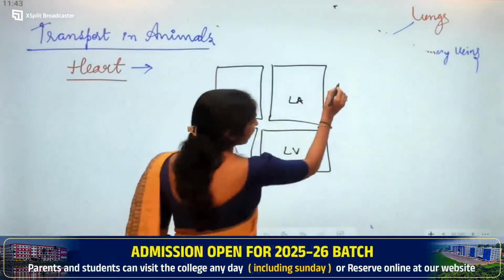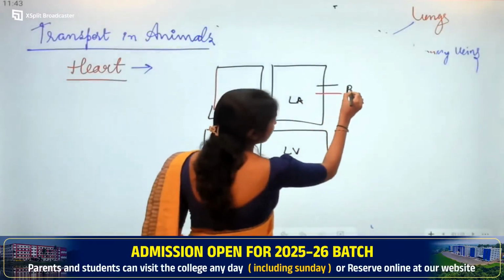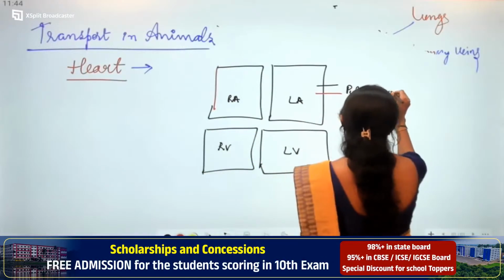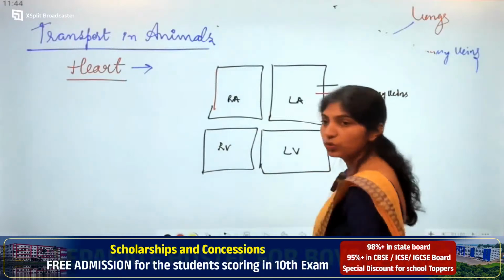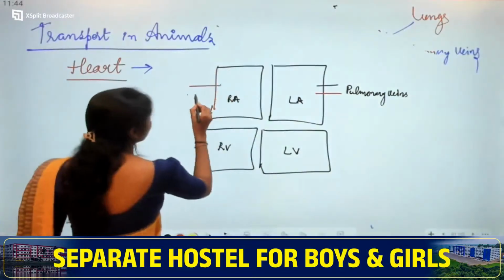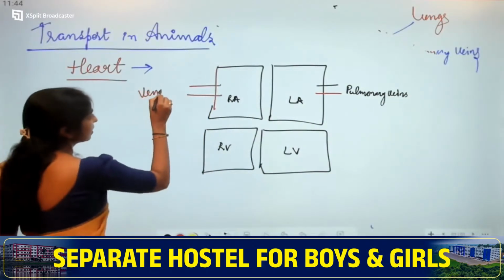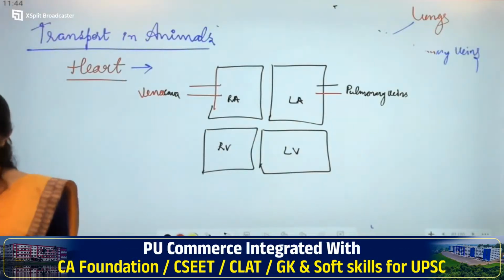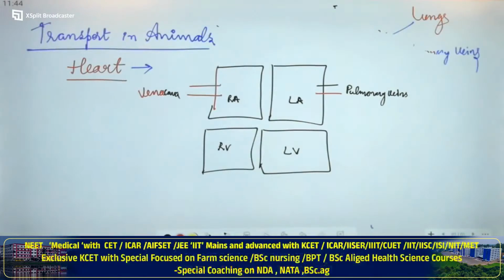The blood is carried to the left atrium by the pulmonary veins, and to the right atrium by the vena cava. Which are the 2 vena cava? Superior and inferior vena cava. This much is clear? Has everyone understood this?